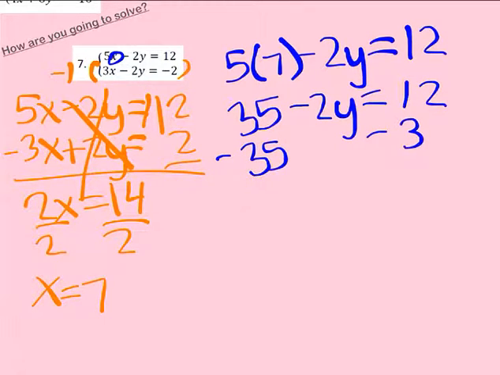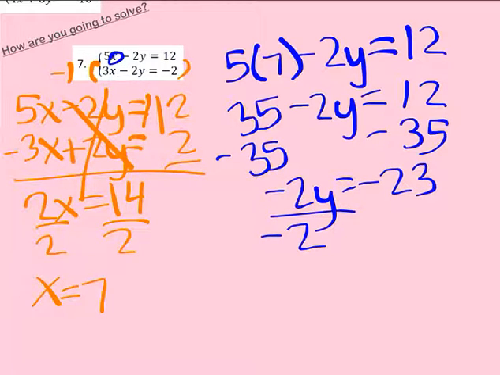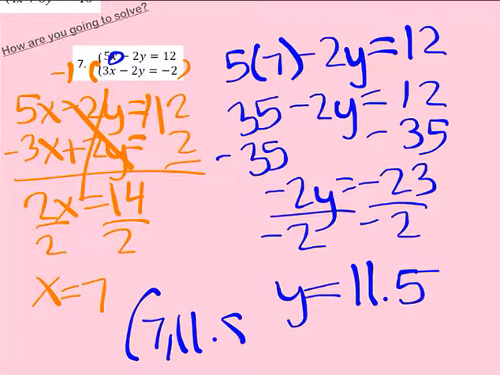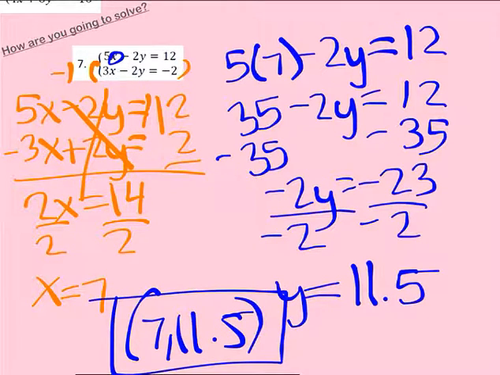Subtract 35 from both sides, and I get that -2y is equal to -23. Divide both sides by -2, and I get that y is equal to 11.5. So we're going to write that out as a solution: first our x, and then our y. So that's our final answer for number 7.